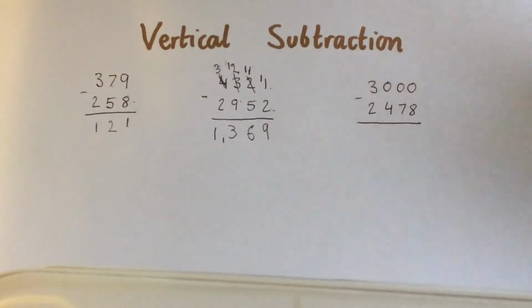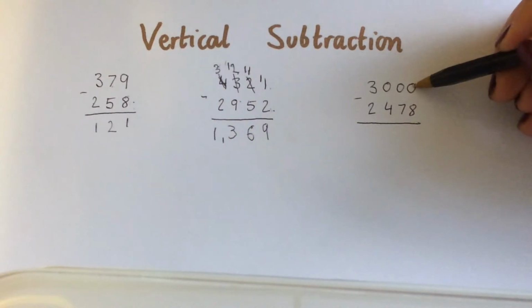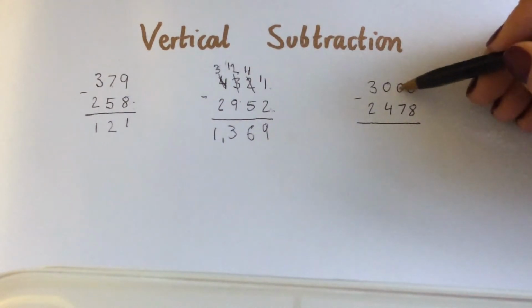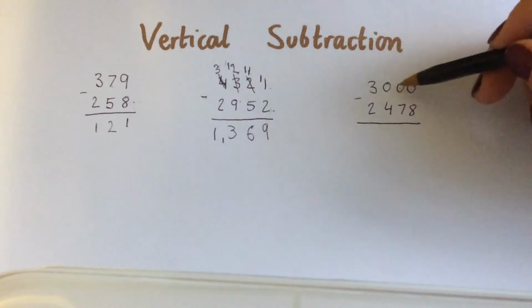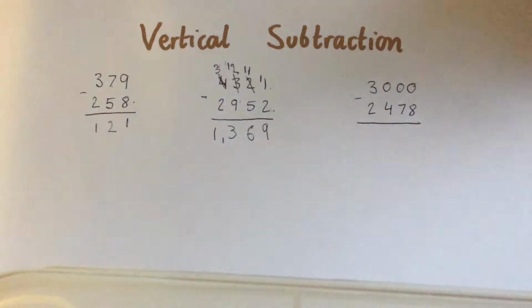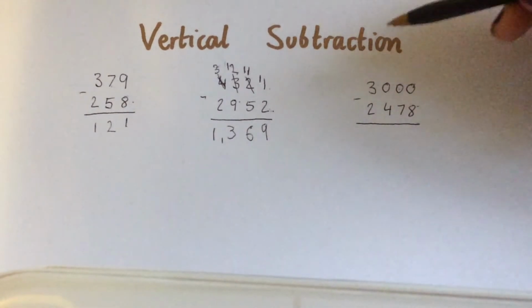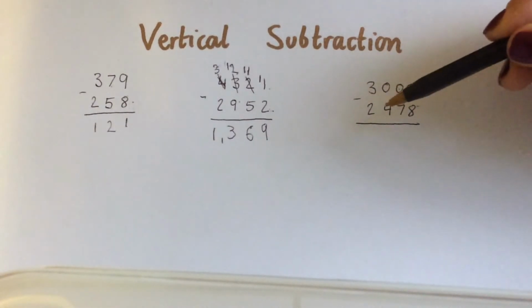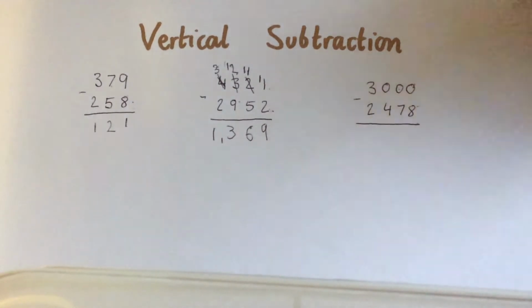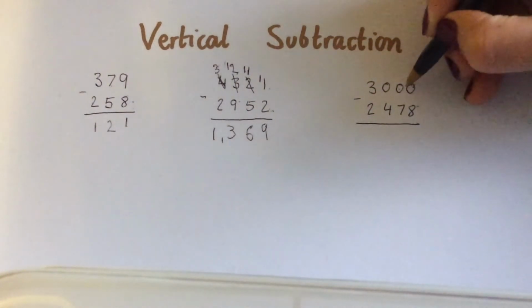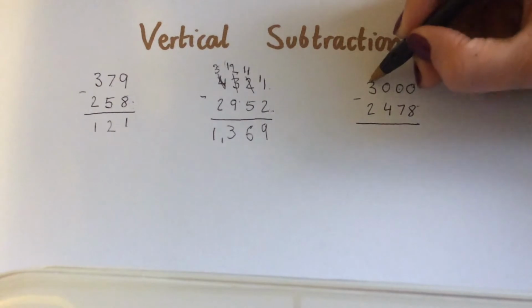Okay, so the last one that we're going to look at is one that a lot of people struggle with, because you start here and you're like, oh, I can't borrow from the 0 because it makes it a negative and it's really confusing. So I'm going to show you what you actually have to do. With a question like this, 3,000 take away 2,478, you actually have to find the next available option that you have.